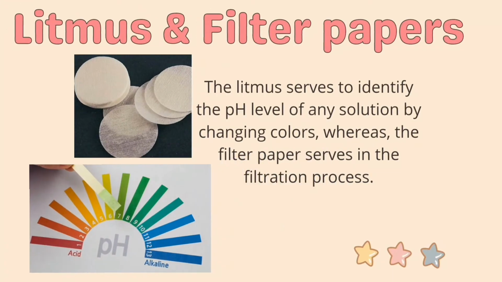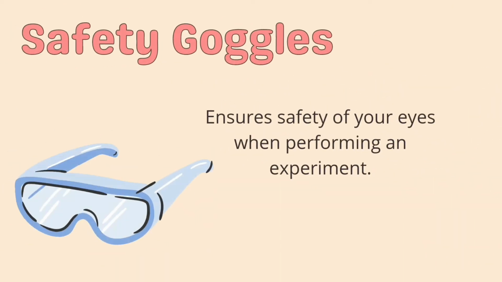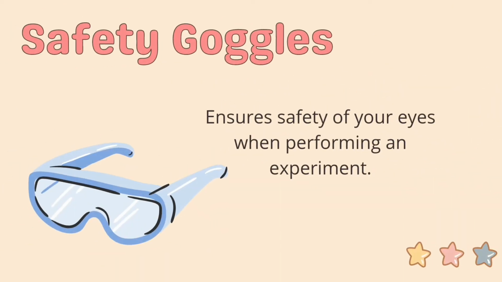Litmus and filter papers. These two cannot be called apparatus in a proper way, but they serve as one of the most important and basic things that is required in the laboratory. The litmus paper serves to identify the pH of any solutions by changing color, whereas the filter paper serves in the filtration process. Goggles ensure the safety of your eyes when performing such experiments.